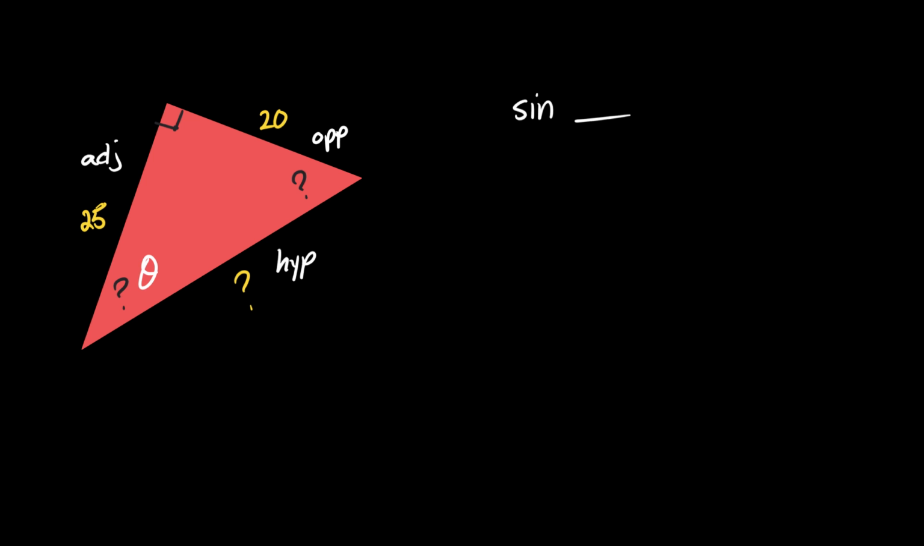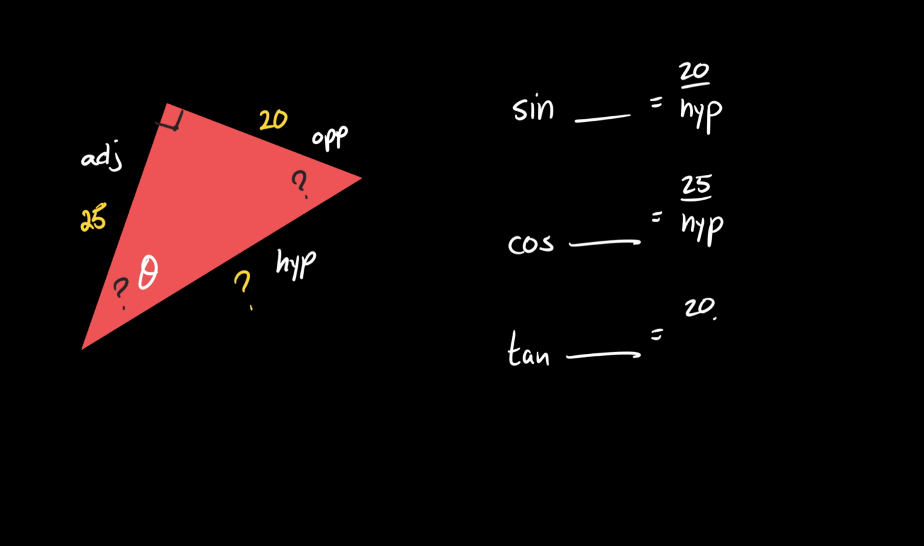Sine of unknown angle equals opposite over hypotenuse. Cosine of unknown angle equals adjacent over hypotenuse. Tangent of unknown angle equals opposite over adjacent. Over here, we've got it. Which ratio do we have that's complete? Tangent. So I want to use the inverse tangent of 20 over 25.